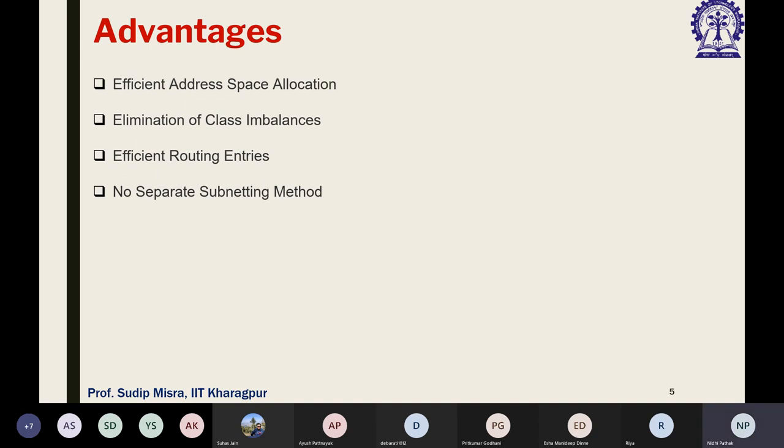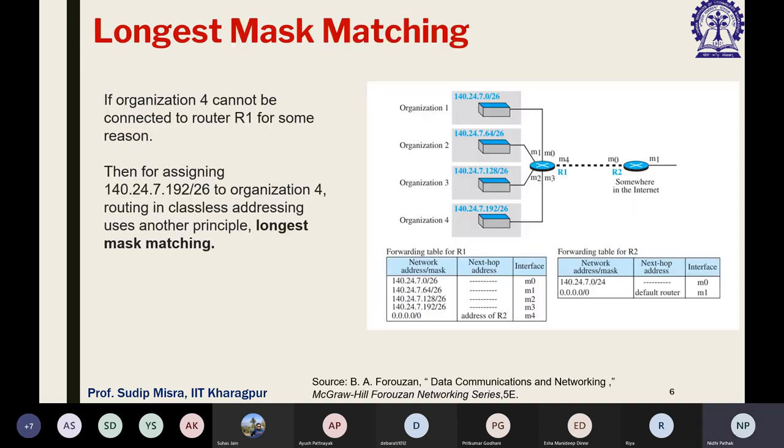Now these advantages I have already told you, please go through it. And one last concept that I wanted to tell you at this juncture is basically longest mask matching. So what is this?